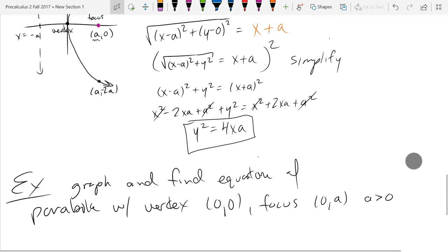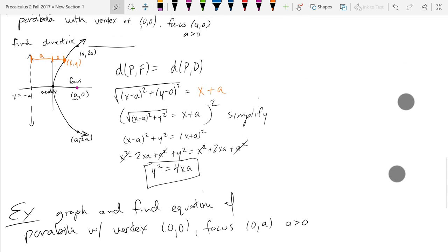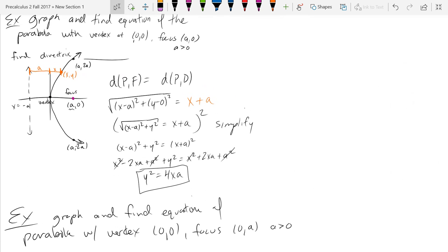I'm going to leave up the previous problem on the board in case it's not in your notes. It's going to be very similar to the previous problem, except this is going to be a parabola opening up or down, not sideways. So this will be more like a parabola you're used to. And it's a good time for any questions that you have. Start out with the graph. That's probably the easiest thing to start with.